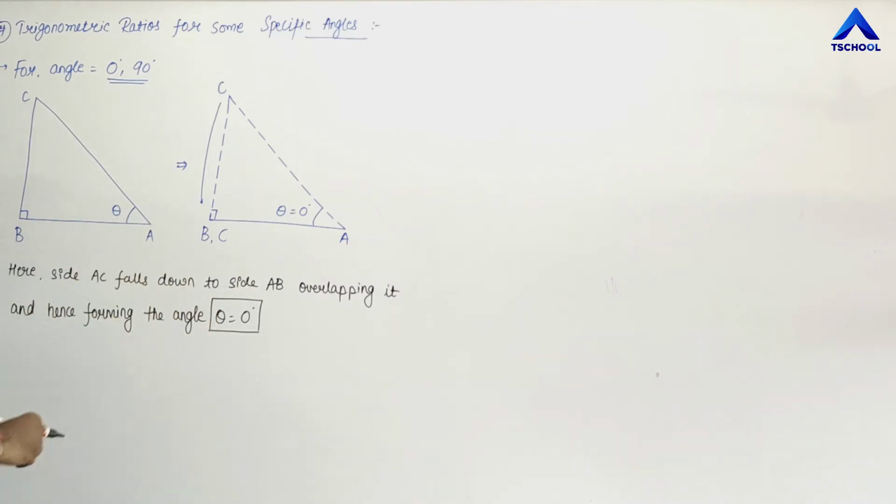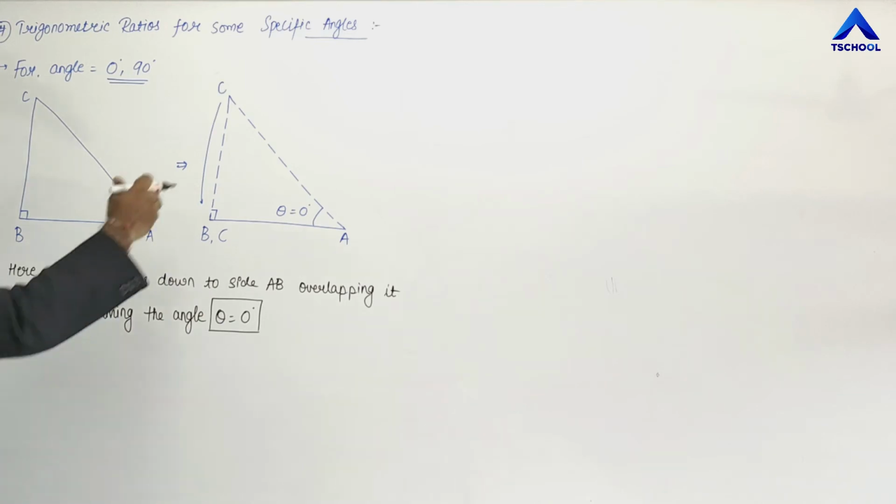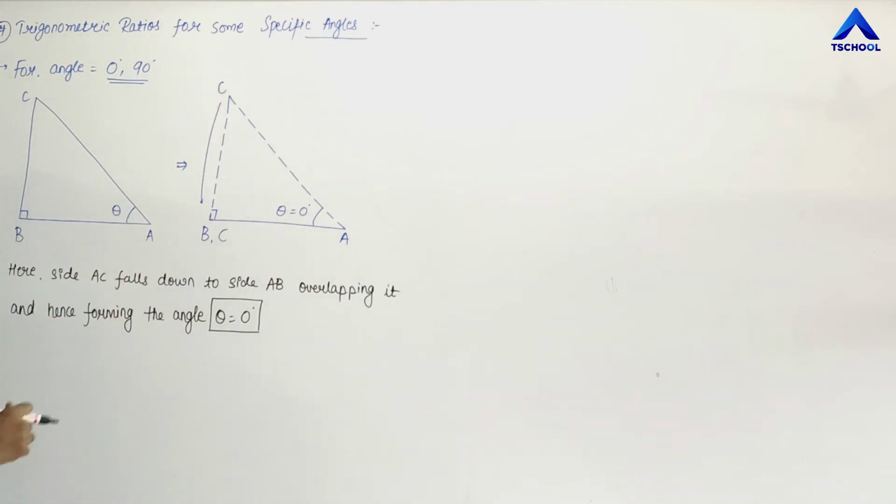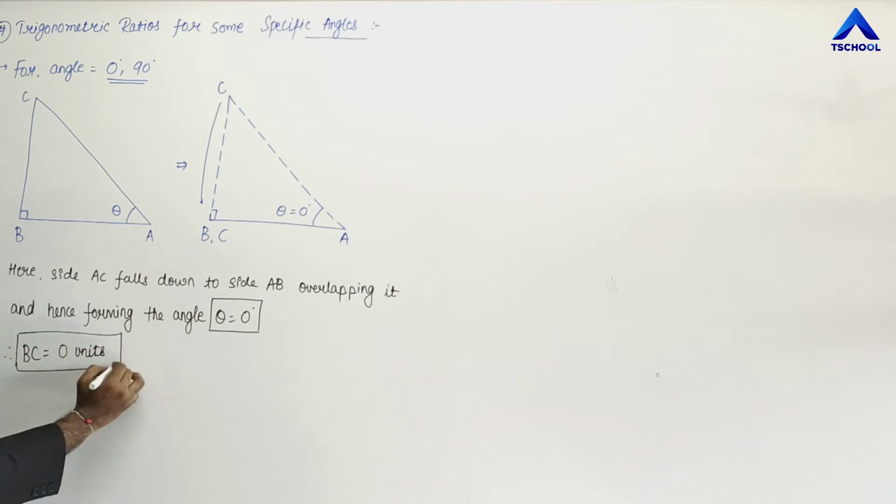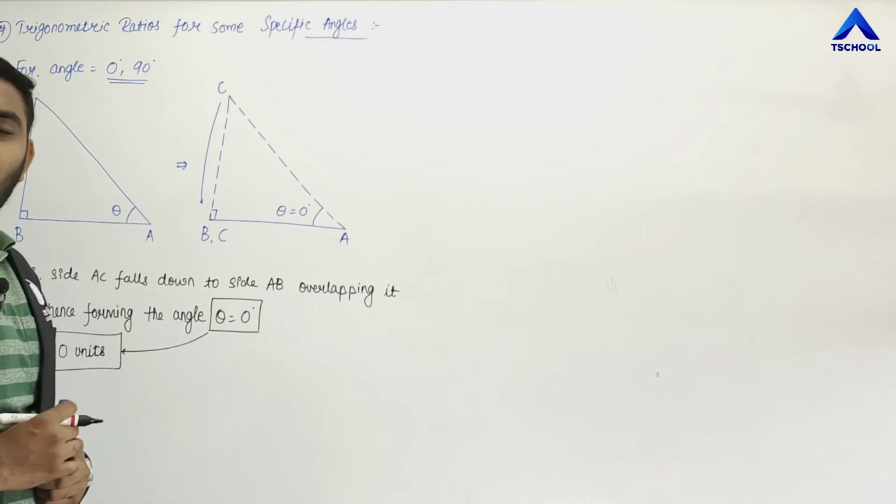See, AC falls down to AB, એટલે AC સાઈડ જે છે એ હવે AB ઉપર ફોલ થઈ જાય તો આ BC ની લેન્થ કેટલી થાય? Obviously 0. Therefore BC equals to 0 units. That is compulsory. If theta is equals to 0, then the side BC becomes 0. What becomes 0? This side BC becomes 0 because there is no length now.